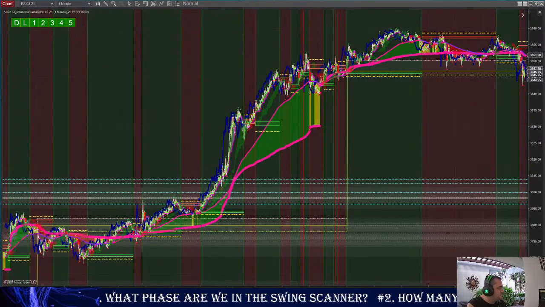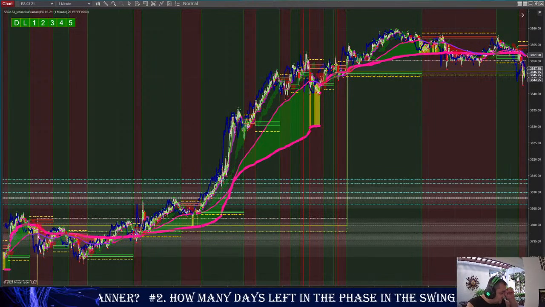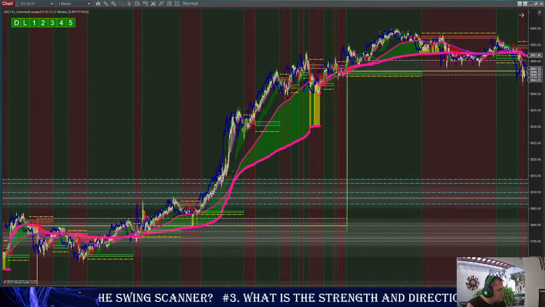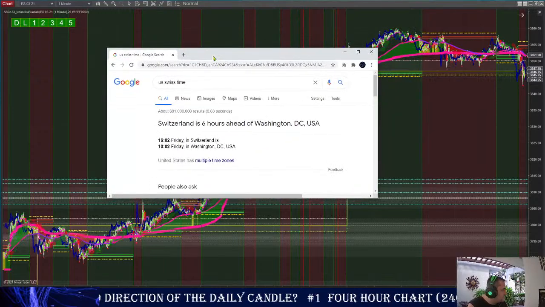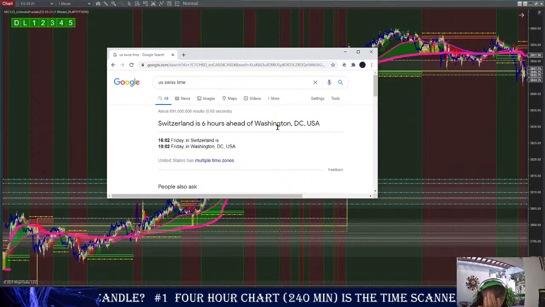Time in Switzerland. 4. So it's 16:01, so it's 4 o'clock in the afternoon. So I'll go U.S. Swiss. So let's see, which chart am I on right now? I'm on that one. 6 hours ahead of Washington, D.C. So 5 plus 6. Okay.